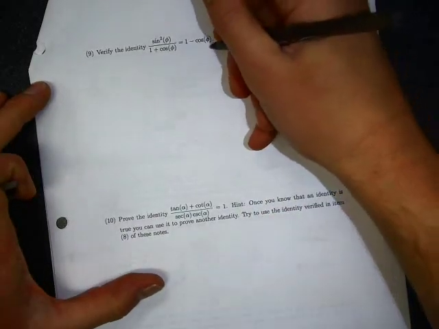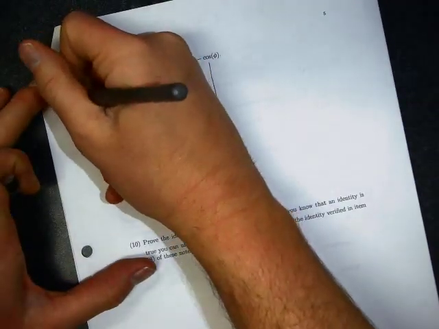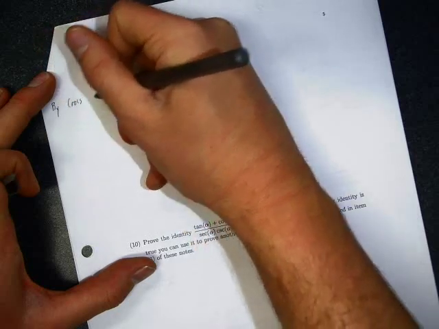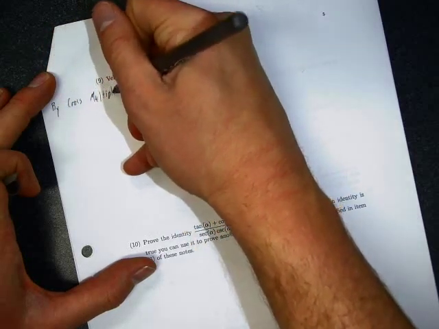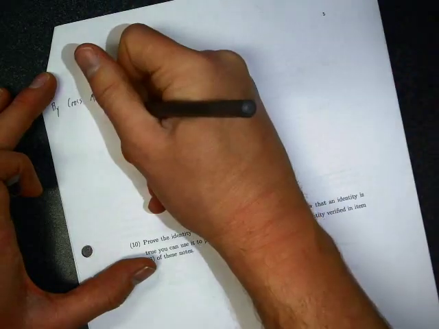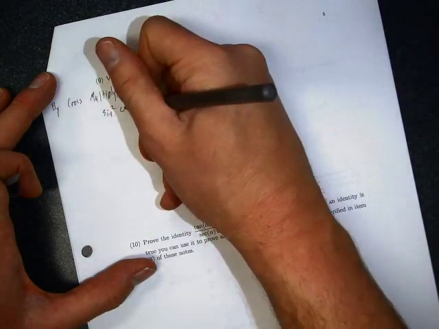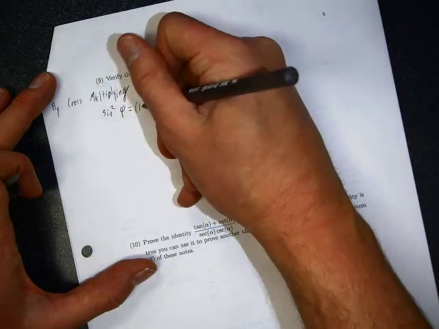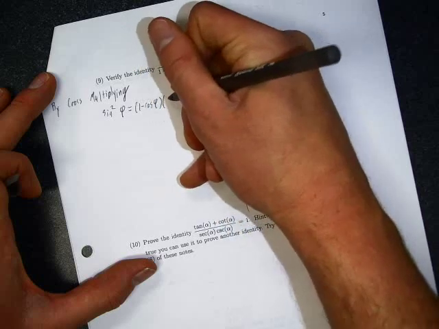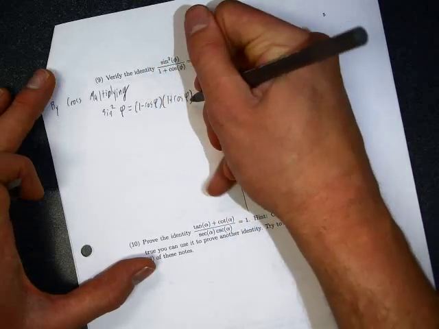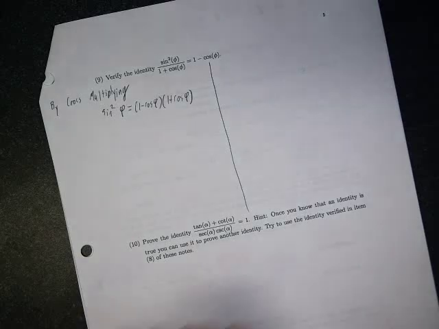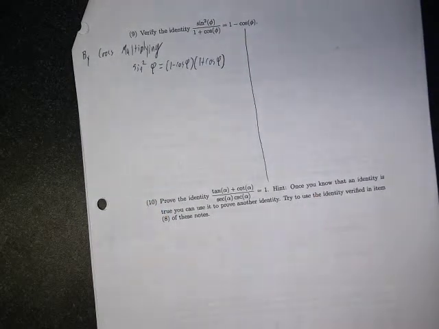Sure. Let's start by cross multiplying. How many people did that as their first step? Okay, cool. Maybe I can be efficient enough with space. So let's see. By cross multiplying, what do we get? I guess we get sine squared of phi is equal to 1 minus cosine phi times 1 plus cosine of phi. Good. All right. What next?